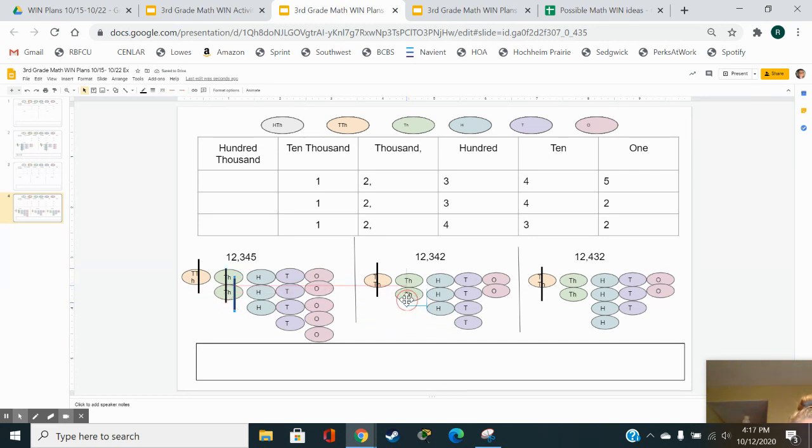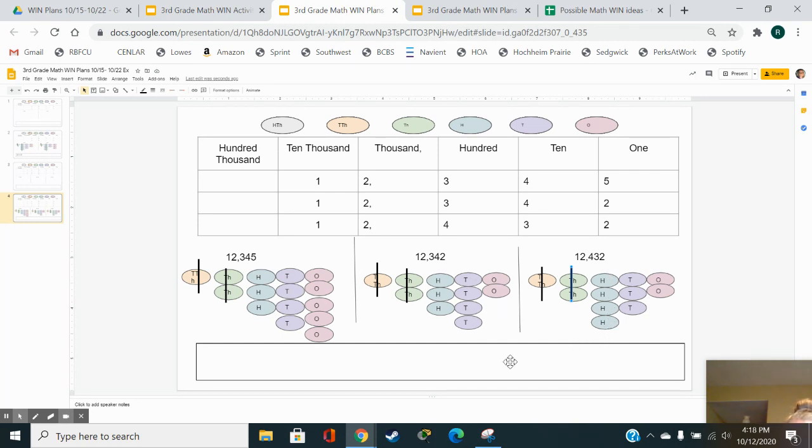To do it to one, I have to keep going, so I'm going to cross those off. And again, I'm going to cross those off. Now I'm going to look at my next place, which is my hundreds place. So I have 300s, 300s, 400s. So now I can see that this is different.